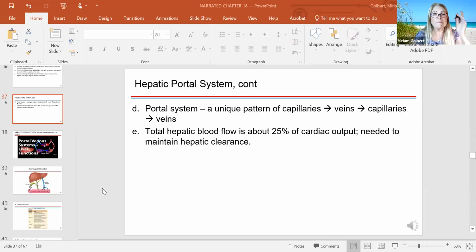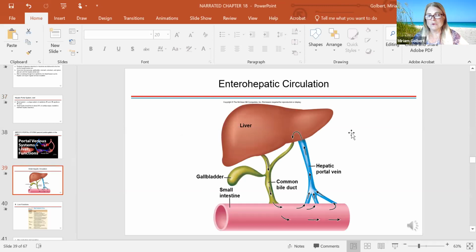There we go. All right, so going back to hepatic portal system, remember it's the unique pattern of capillaries, veins, capillaries, veins, which is very different than our regular capillary bed in the cardiovascular system. So when you look at this picture now, you understand a little bit more how we absorb foods, right? So when we have a content of fat in the lumen of the small intestine, we're going to get bile secreted into there. And with the enzymes, we're going to finish up digestion right here in the small intestine.